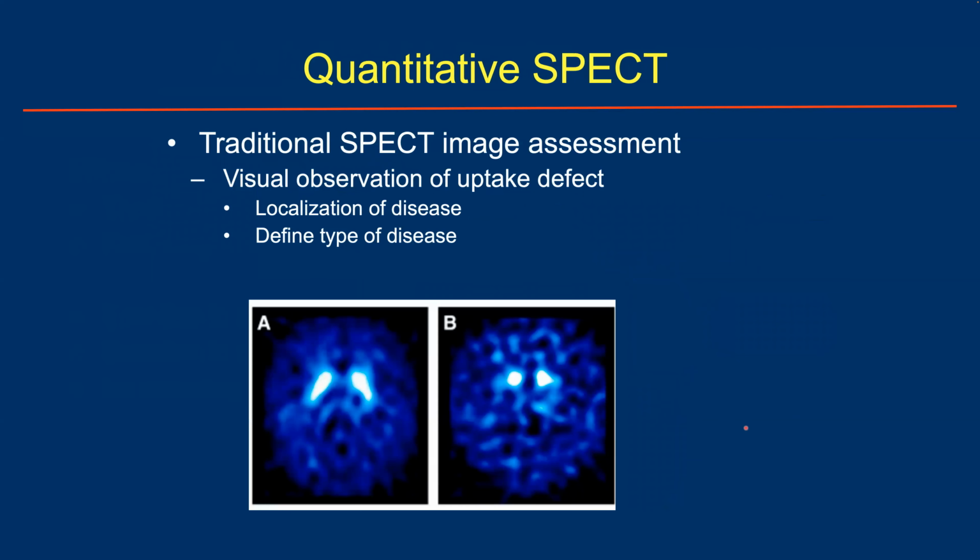So traditionally in SPECT imaging, a physician will look at the images and decide the location of disease, then define the type of disease. For example, the image here shows a dopamine SPECT imaging of a brain. On the left is a normal brain. We can see the striatum structure has higher uptake. On the right, the striatum has reduced uptake. The physician looks at them and can decide this patient has Parkinson's disease. However, this is very qualitative.